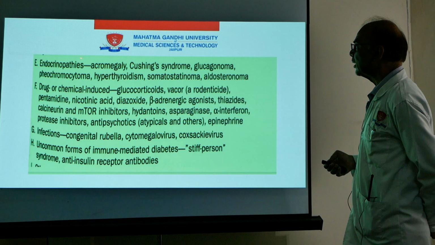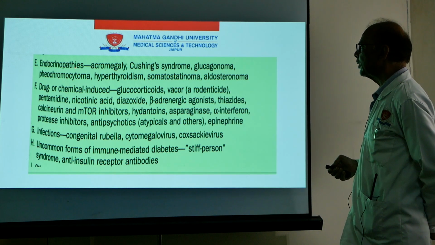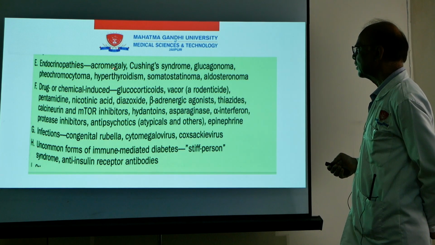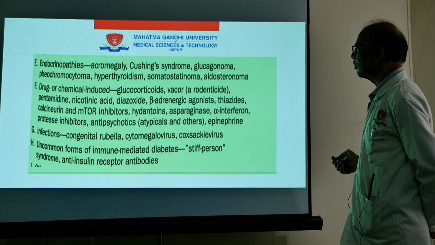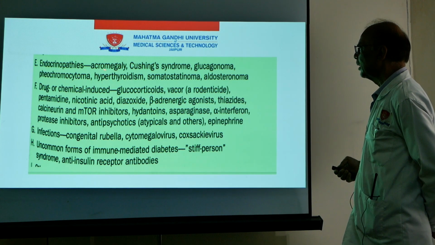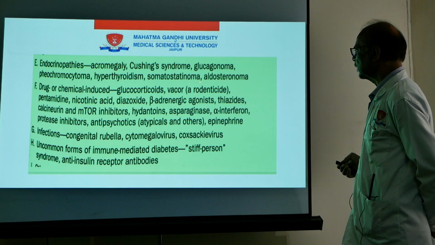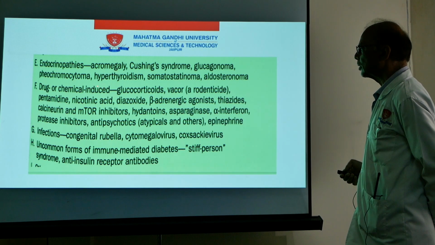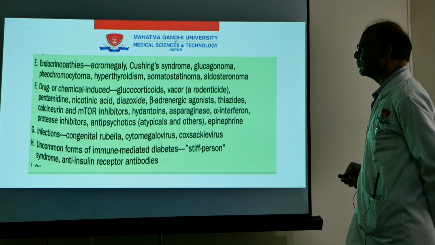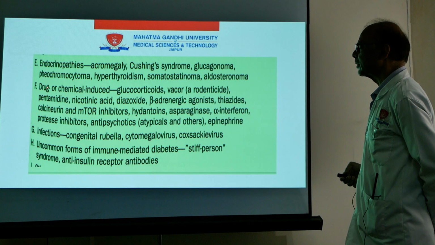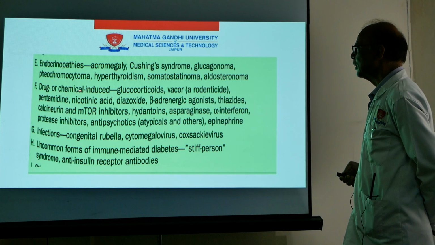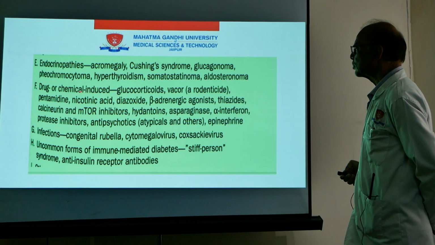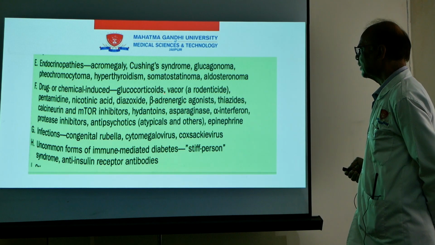So we saw already that endocrinopathy can also lead to diabetes: acromegaly, Cushing syndrome, glucagonoma, pheochromocytoma, hyperthyroidism, somatostatinoma and aldosteronoma. Then drug induced and chemical induced diabetes. Nowadays this entity has become very common due to COVID infection, which was treated with high doses of steroids. So glucocorticoid is the main cause of drug induced diabetes, which is a good example.